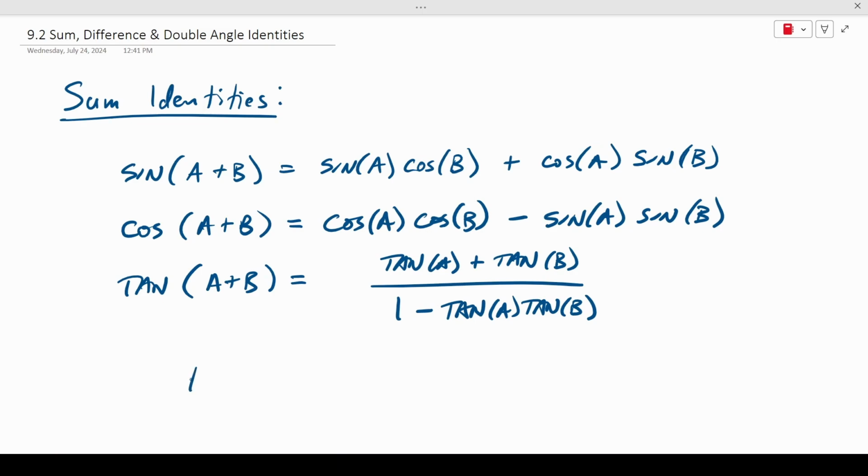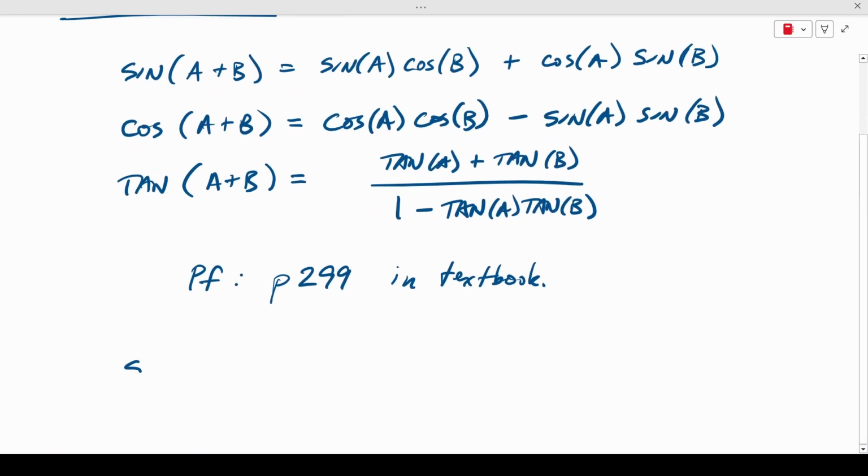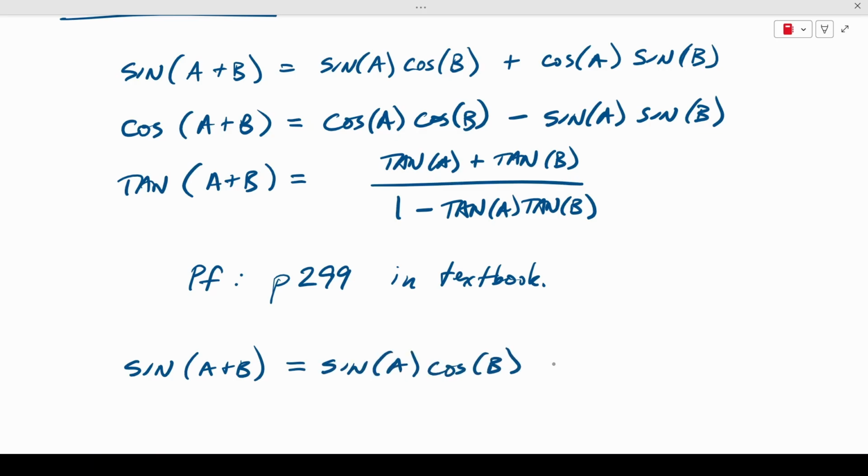I'm not going to prove them, but if you want to see the proof, you can go to page 299 in the textbook, and you can see the proof there. Now, just to make sure that we're clear on what this means, if we take the sine sum identity, for example, I'll just copy it out down here. If you have two different angles, A and B, and you add them together, then you have this identity.